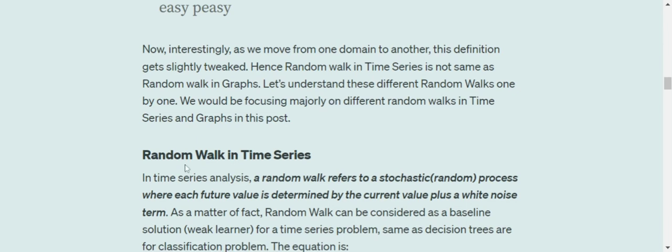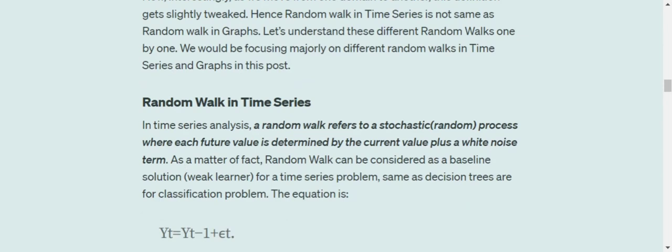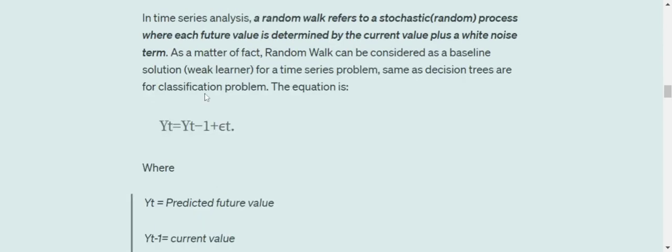In the case of random walk in time series, random walk refers to a random process, a stochastic process, where the future value, for example, you are standing at timestamp t, the future value t plus 1 would be determined using the current value plus a white noise term. This is called a random walk. As I already told you, it can be considered a weak learner, and the equation looks something like this: yt equals yt minus 1 plus et. et is a white noise term, and I'll tell you what a white noise term is also. So this is the equation of a random walk in time series.